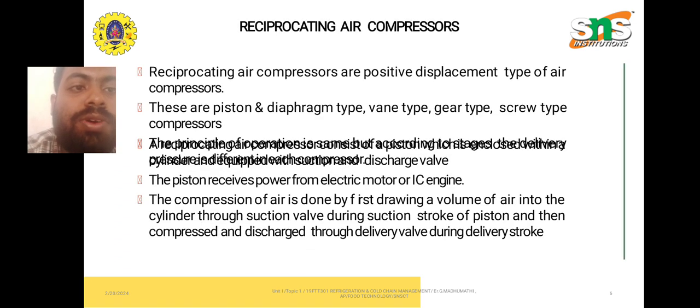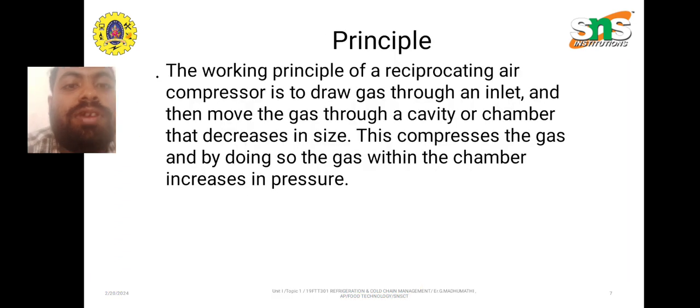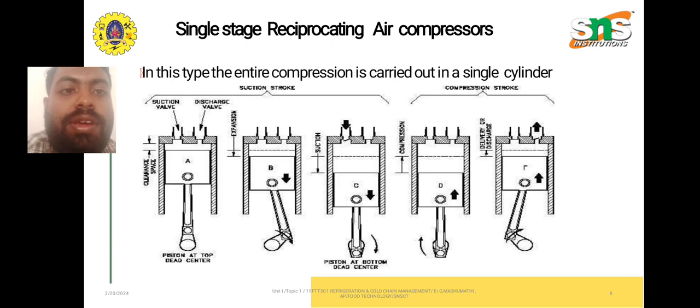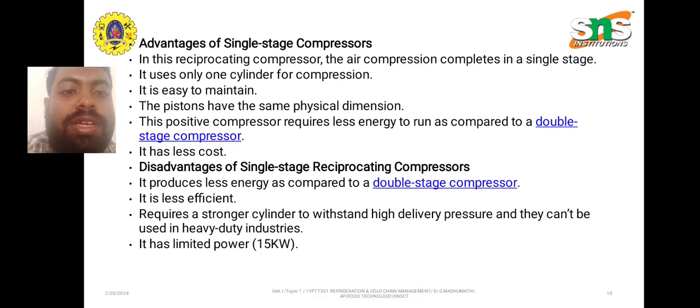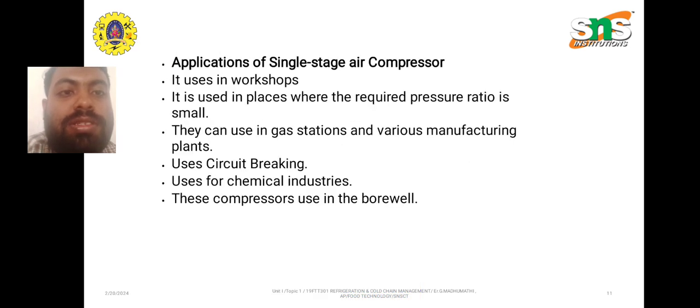We have seen what reciprocating air compressors are. The principle for single stage and double stage is the same: draw gas through an inlet, move the gas through a cavity or chamber, then decrease its size. The compressed gas then leaves the chamber at higher pressure. This is the principle for both single stage and double stage compressors. In the previous class we saw the working, advantages, disadvantages and applications of single stage compressors.